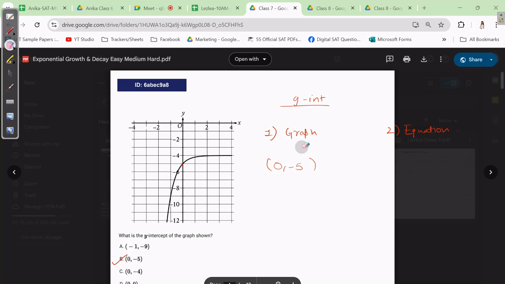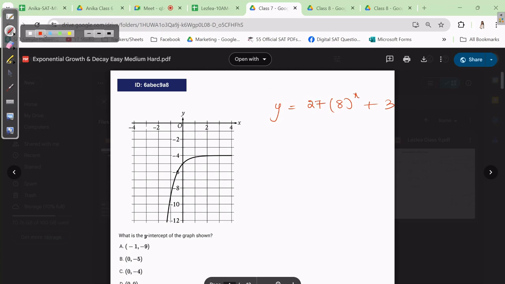And in this one I have seen that a lot of students make a mistake. So if you have this equation, Anika, y is equal to 27 times 8 raised to x plus 3. This is the equation. You could also have a plus 3. Plus 3 means that it has shifted up by 3 units. Now if you have to find out the y-intercept and this equation is given, can you guess what it would be?